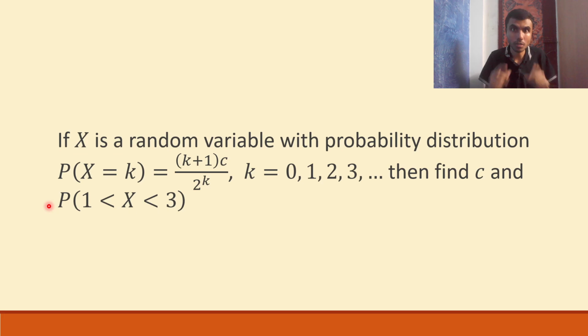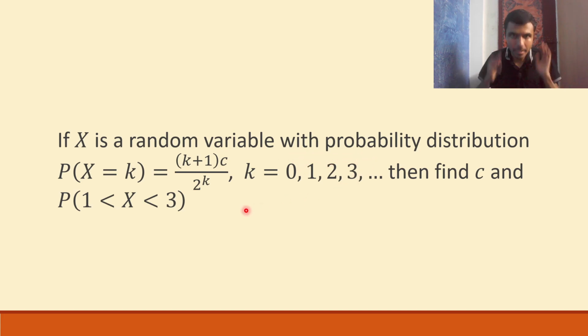Now, let us see how to solve this given question. Here, capital X is a random variable with probability distribution P of X equal to k is (k plus 1) into C by 2 power k, and k can be 0, 1, 2, 3 and so on. That means our capital X can be 0, 1, 2, 3 and so on.